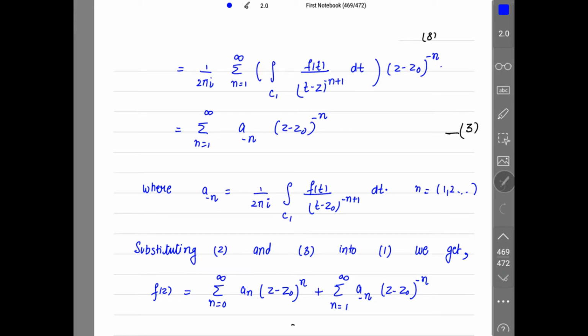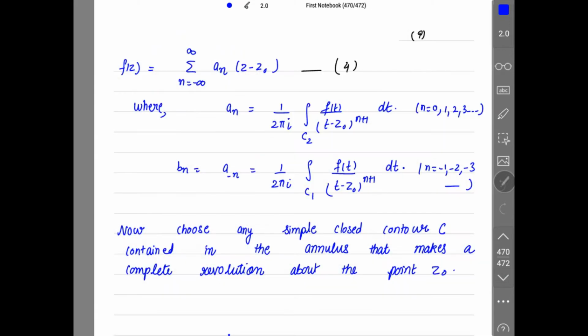Which is equal to f of z equals, collectively, the sum for n going from minus infinity to infinity of an (z minus z naught) to the power n. Mark this as your 4. Where an is equal to 1 over 2 pi i times the integral over c2 of f of t over (t minus z naught) to the power n plus 1 dt, for values n going from 0, 1, to 3.